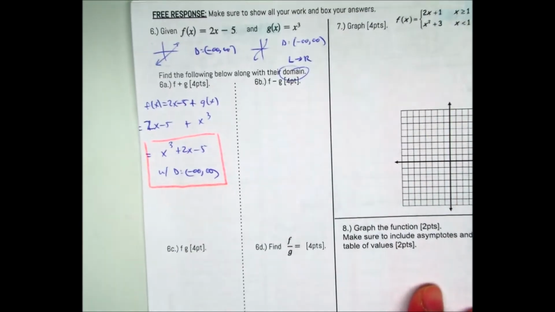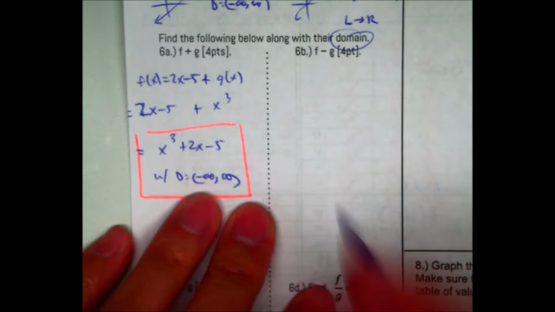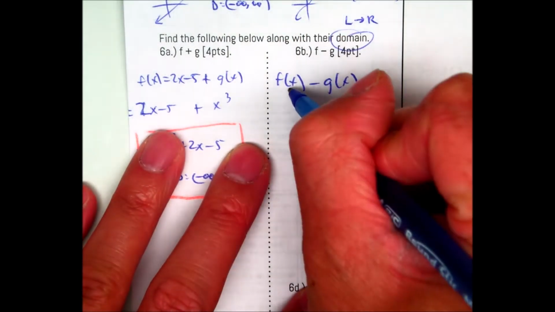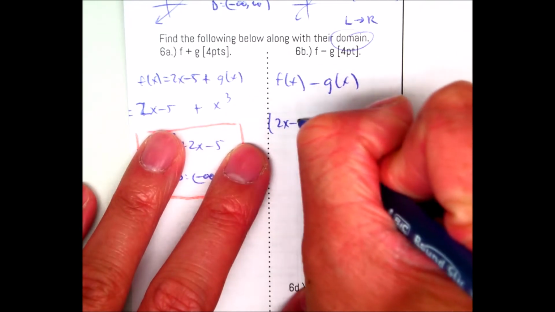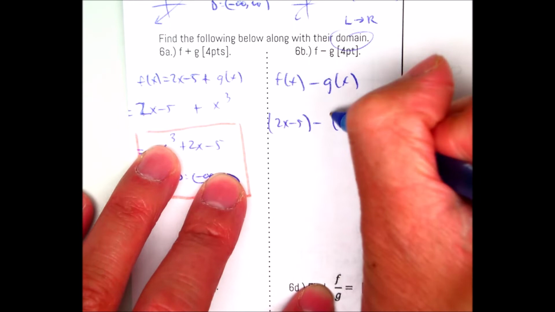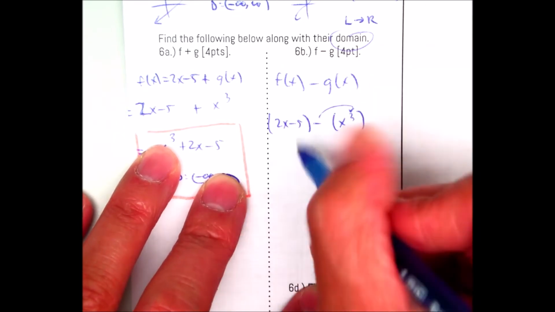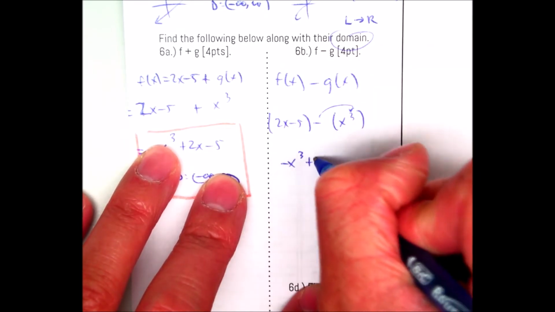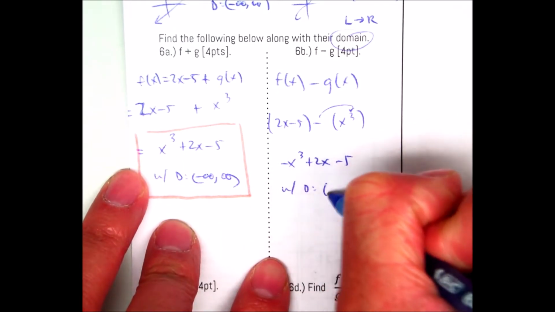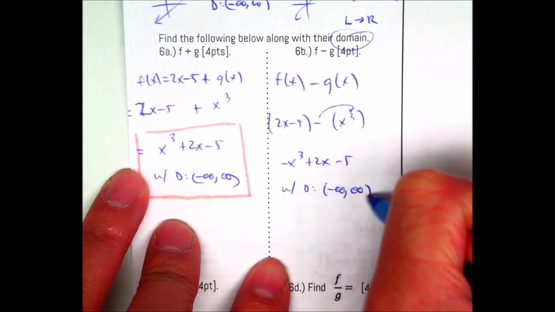Question 1b tells us to subtract the function, so f of x minus g of x. F of x is 2x minus 5 minus g of x, which is x to the third. I'll take the inverse of that, so that becomes negative x to the third plus 2x minus 5 with a domain of negative infinity to positive infinity.